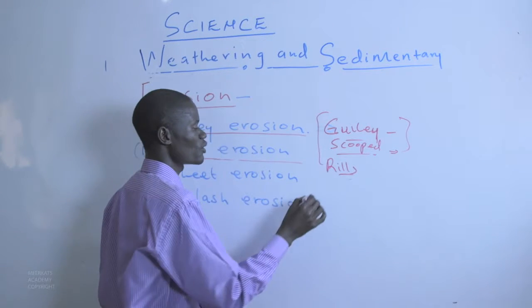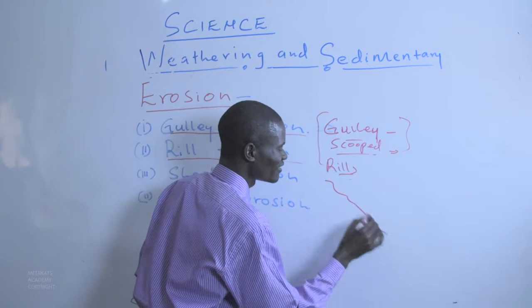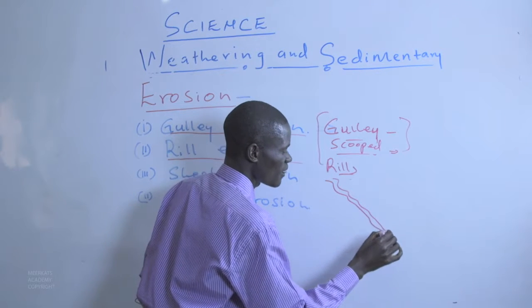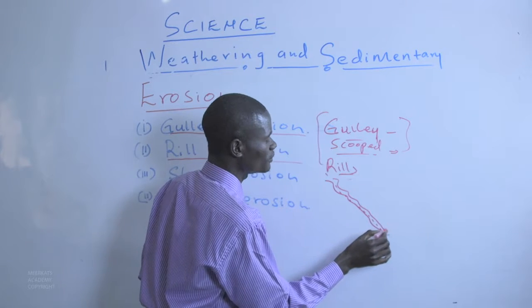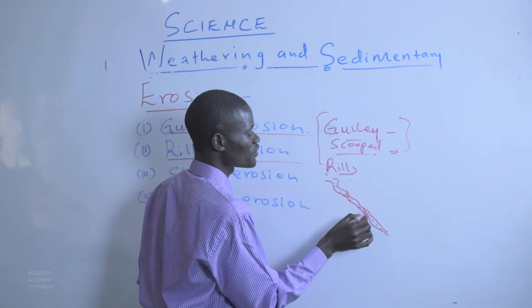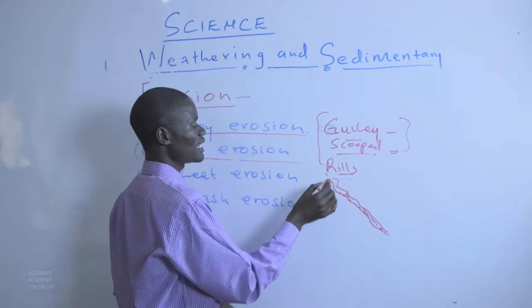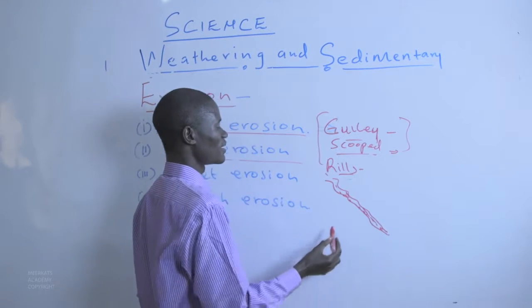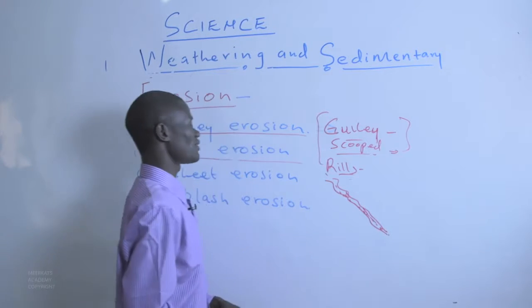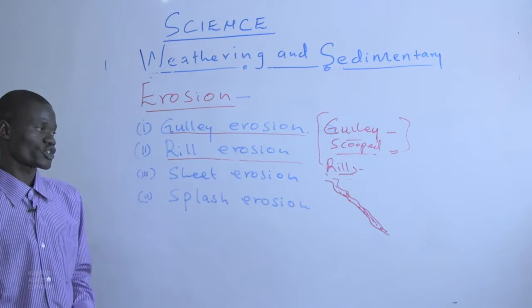Rills are just some small traces. For example, this is where water is passing through, and as water moves down, it may leave behind some furrows. We call them rills. Therefore, this is what we refer to as rill erosion.